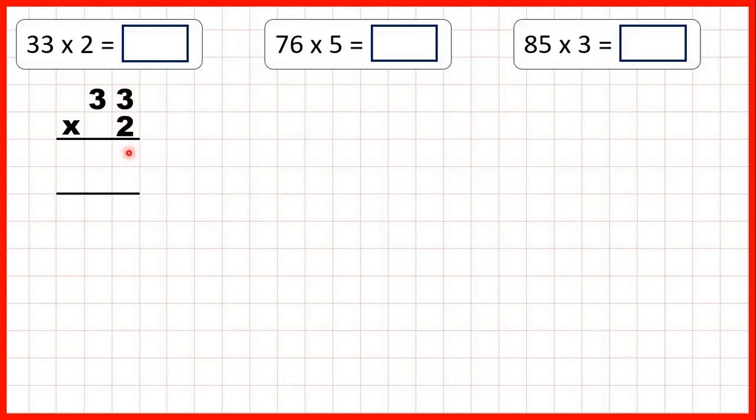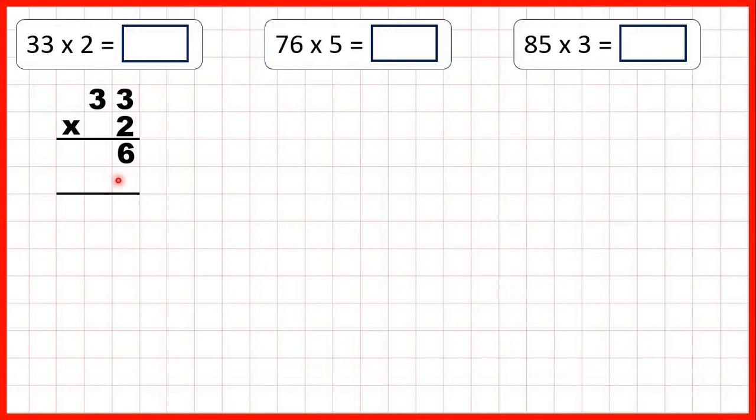That's because in this first answer line, we're going to multiply our ones digit by 2. Then on our second answer line, we're going to multiply our tens digit by 2. And then we're going to add up our answer lines. So on this first answer line, multiplying the ones digits, we have 3 times 2, so that's 6.